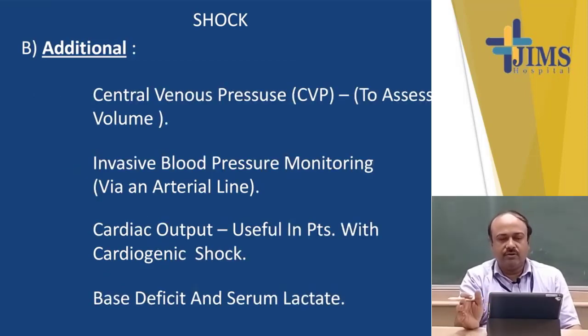Additional factors which should be monitored are CVP, that is central venous pressure, to assess intravascular volume, invasive blood pressure monitoring via an arterial line, cardiac output, useful especially in patients with cardiogenic shock, and base deficit and serum lactate.